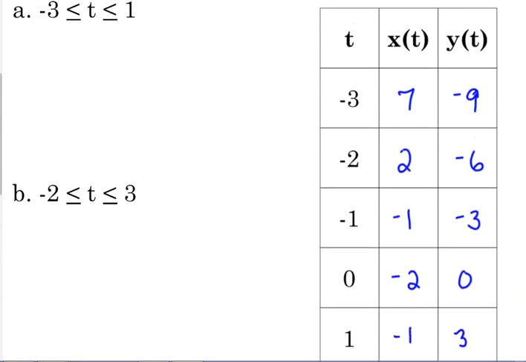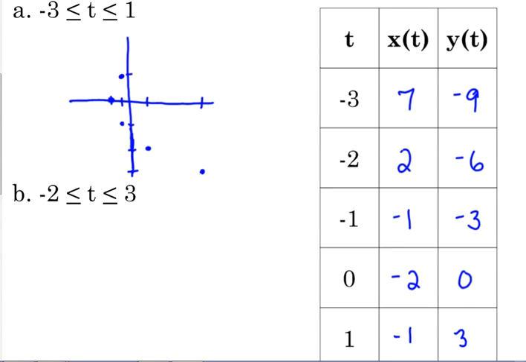Okay, so if we graph it just from t values -3 to +1, we're going to plot these points just like we would in the regular rectangular system. We're going to plot those x and y points. I'm just going to do a simple sketch here. I'm not going to worry about it being super accurate. I just want to get a general idea. I've got 7, -9, 2, -6, -1, -3, -2, 0, and -1, 3.